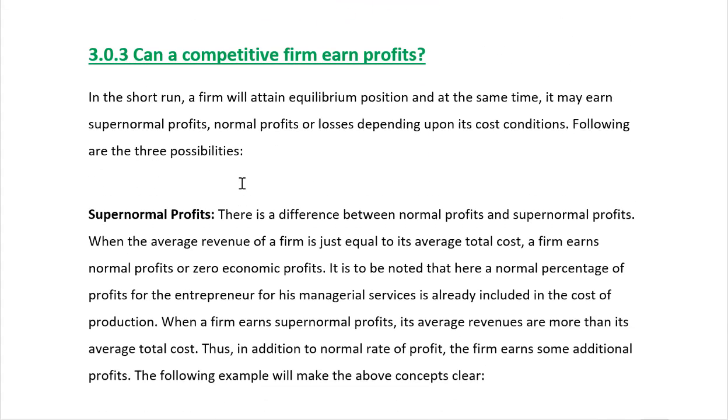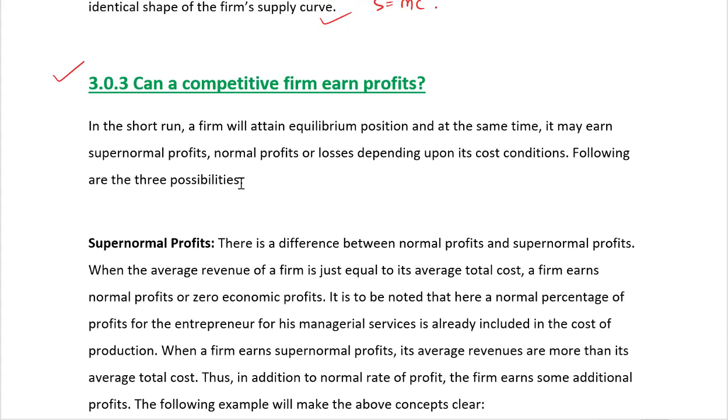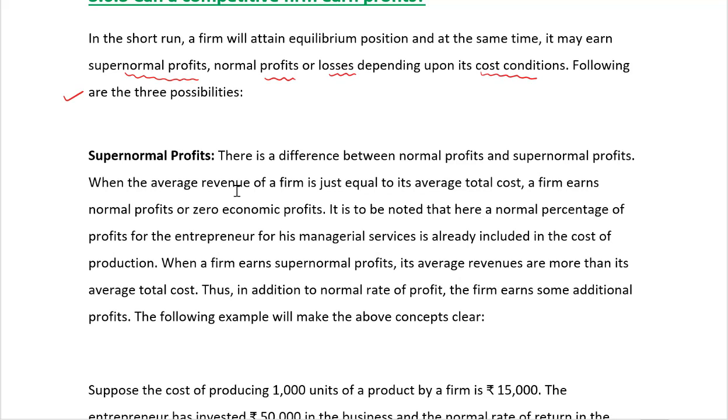Understood? Let us continue with the next topic, which talks about whether a competitive firm can earn profit. Can a competitive firm in the market earn profit? In the short run, a firm will attain an equilibrium position and at the same time it may earn supernormal profits, normal profits or even losses, depending upon the cost conditions. Following are the three possibilities that could happen. Let's see the first possibility, and that is supernormal profits.